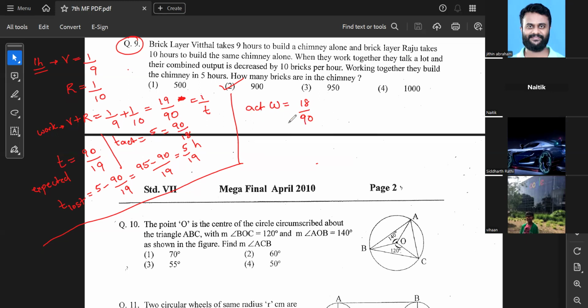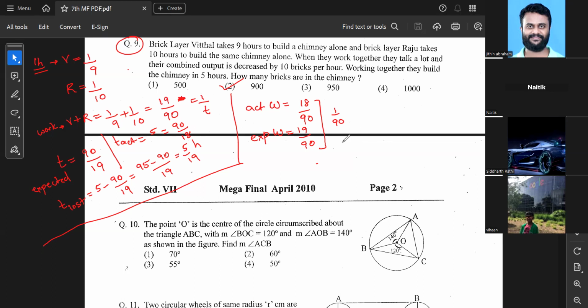So the actual work they have done is 18 by 90. The expected work they have done is 19 by 90. Then the difference between them is basically 1 by 90. So this is the work they have lost in 1 hour. Clear?